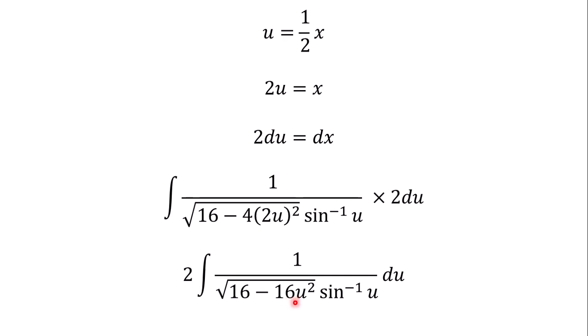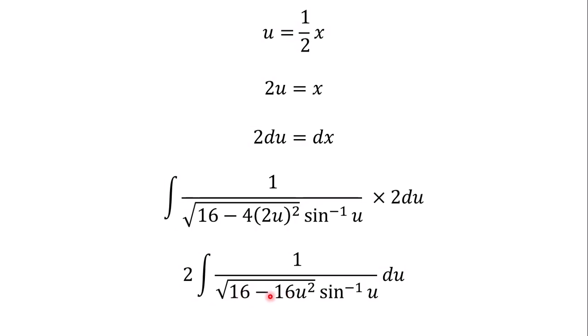Here what we are going to do is factorize what is inside the square root. That is 16 minus 16u squared. Let's leave this one for now. That is sine inverse of u. Let's leave this one for now, and let's concentrate our attention on this side.